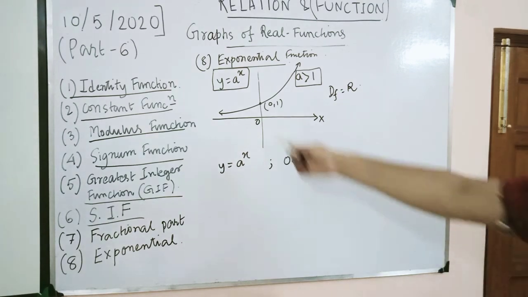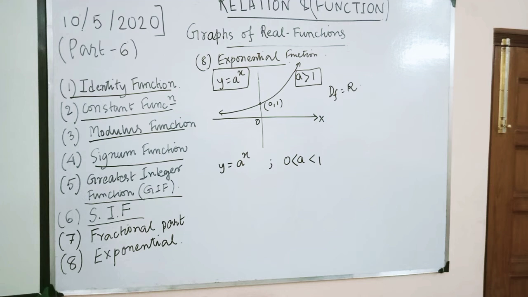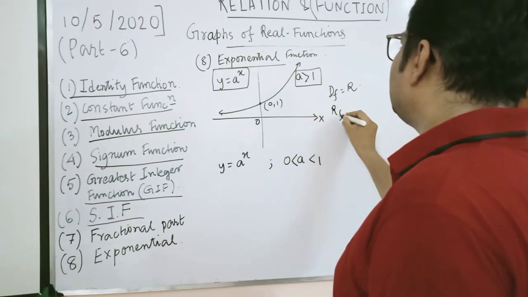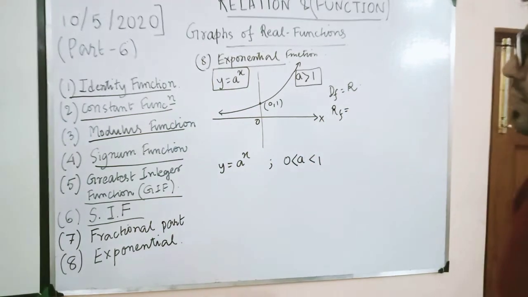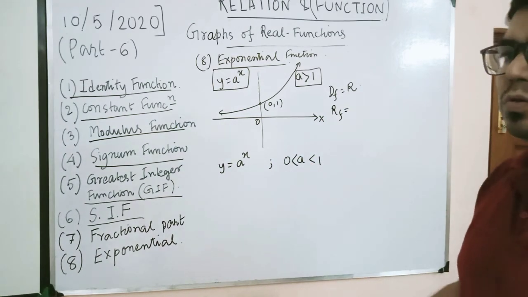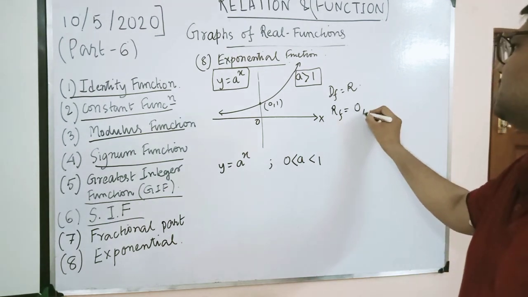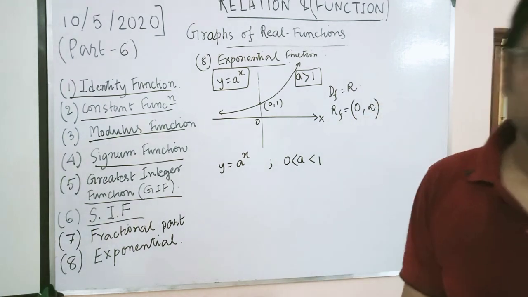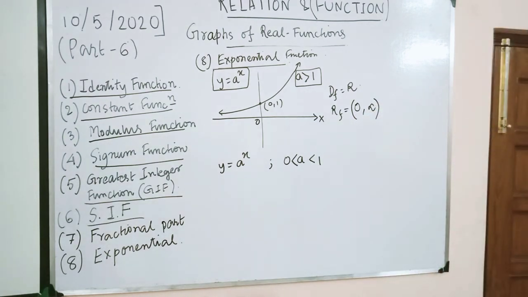You know from the exponent rule that if x is negative, a to the power minus 2, it will be 1 by a square, but still it is positive. So y is always positive, y is never negative. So the range never goes down below 0. So this is the domain and range of the exponential function y equals a to the power x, a greater than 1.